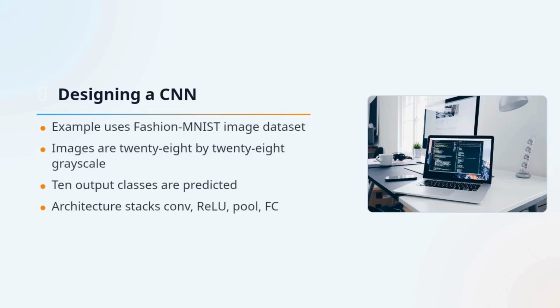Now let us look at a practical CNN design. The article uses the Fashion MNIST dataset, which contains 28 by 28 grayscale clothing images across 10 classes. The architecture follows a clean pattern: convolution, batch normalization, ReLU, pooling, then another similar block, and finally a fully connected layer. This is a very common and sensible CNN design for beginner-level image classification.